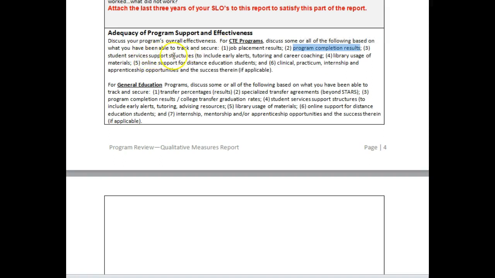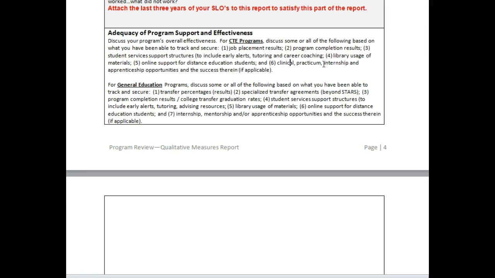Student services support structures to include early alerts, tutoring, and career coaching. Here we're talking about what are you doing in terms of intrusively advising or helping your students to stay in your program. Also, library usage of materials. Can you work with the library to show that your students are engaged? We do have library liaisons. You'll talk about that. Anything that you can demonstrate to show that you are using the resources in the library to support your program.